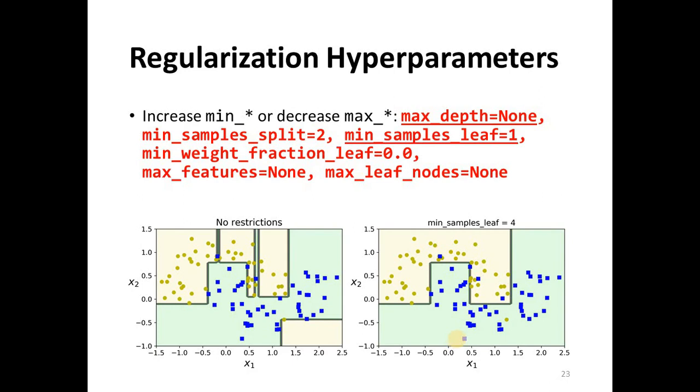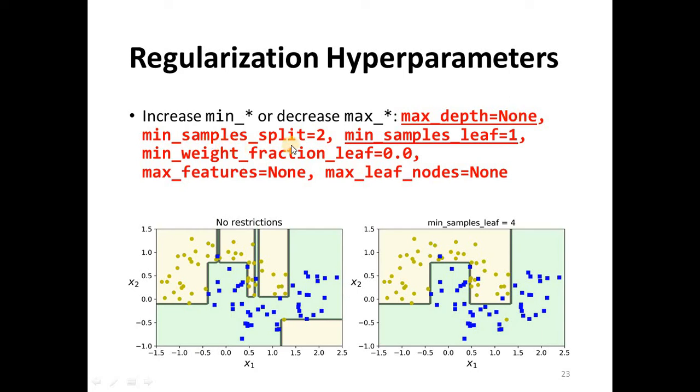Decision trees can overfit the data. There are many ways to regularize decision trees using the regularization hyperparameters. These are the most important ones. Max depth, usually it is None. In the previous example, we specified 2.